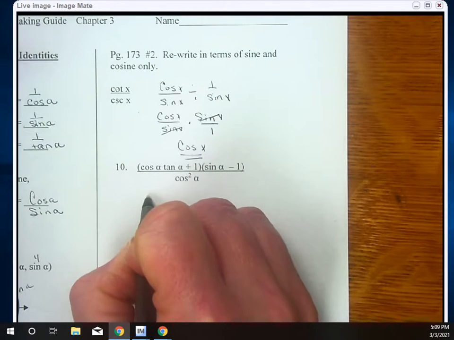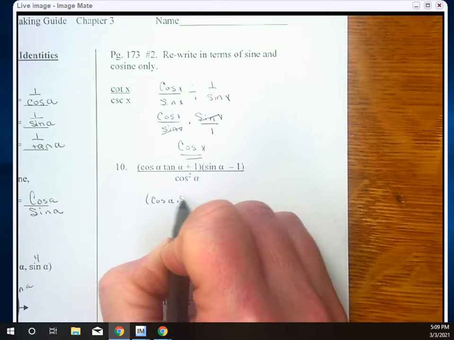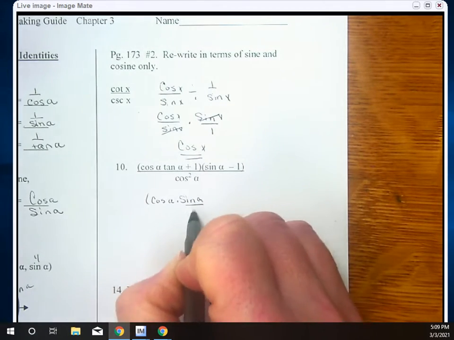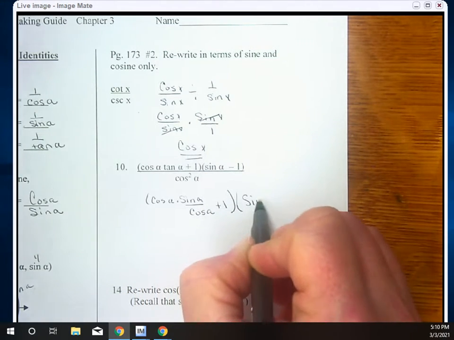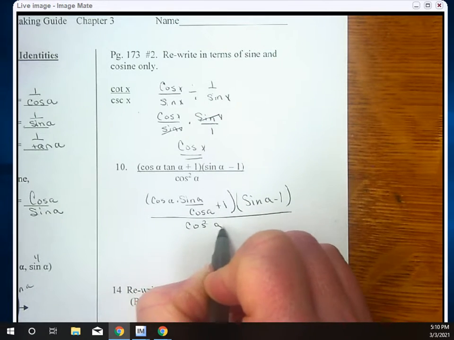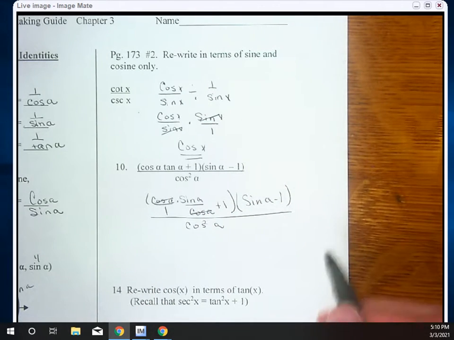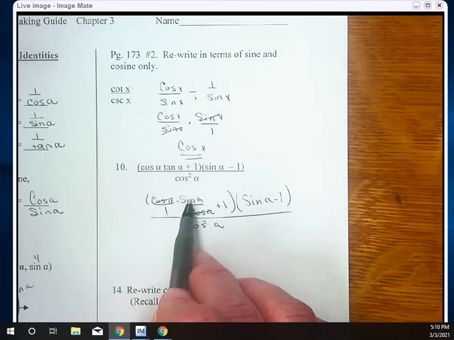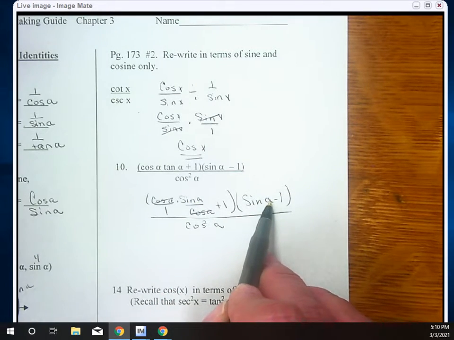The first thing I do when I see that I have multiplication and I have a tangent, I know that tangent is sine over cosine. Nothing else in the problem has changed, so I'm going to rewrite it all out. Cosine divides cosine as long as 1 cosine is in the numerator and 1 cosine is in the denominator. Then I have a binomial, sine of alpha plus 1 times sine of alpha minus 1.